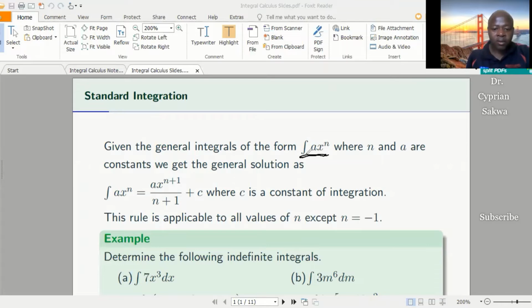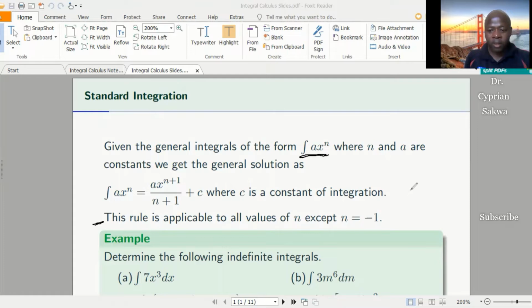So what we are saying is, when you are given the integral of a x raised to n, a is any constant, n is also another constant. The solution to this would be, we just raise the power by 1, so it's a x to the n plus 1. So this is our new power, and we divide by this new power. What I've stated here is that this rule is only applicable when n is not equal to -1. So n should not be equal to -1.